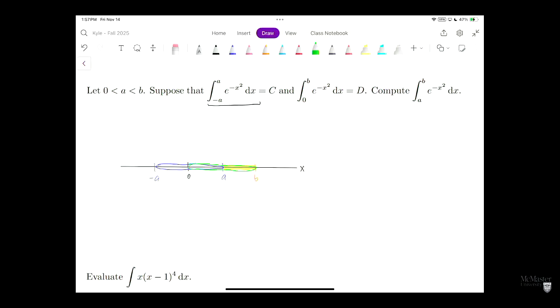So we're going to use a couple of tricks. The first thing we're going to use is the fact that this function has even symmetry. If we let f of x equal e to the negative x squared, f is even. So the integral from 0 to a of f of x dx is equal to 1/2 the integral from negative a to a of f of x dx. This is by even symmetry.